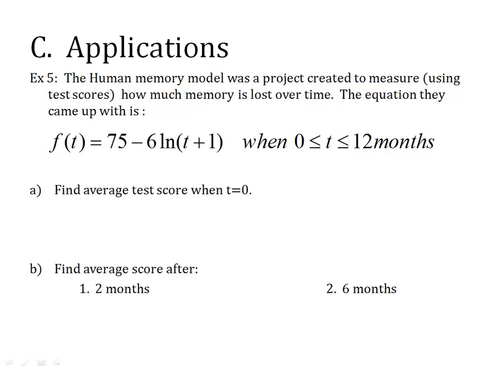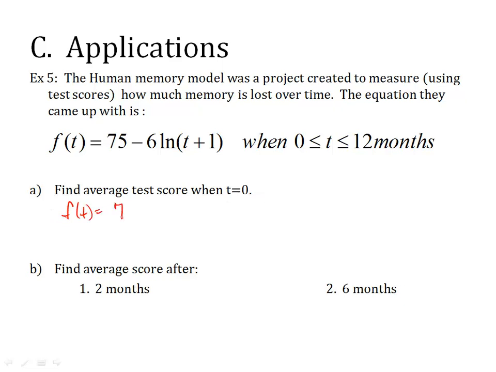The equation they came up with was this: 75 minus 6 natural logs of t plus 1, where t is the number of months away. So it was between 0 and 12 months, because there's 12 months in a year. So it says, first of all, find the average test score when t is 0. So it's just to plug it in, guys.